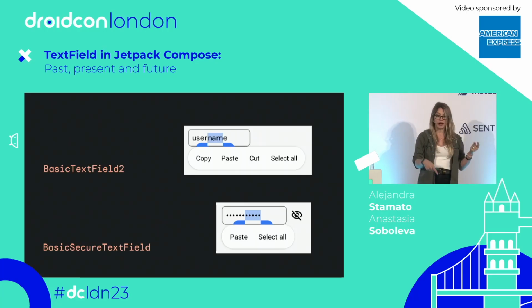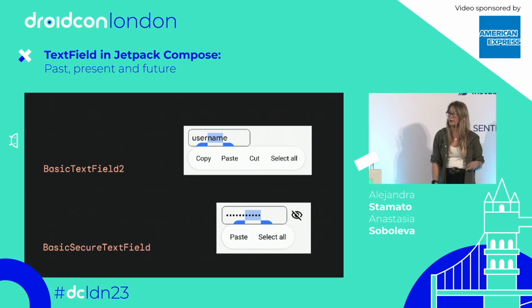And if you're interested in how you access the composition local for local text toolbar, you can read the code, super simple to understand.